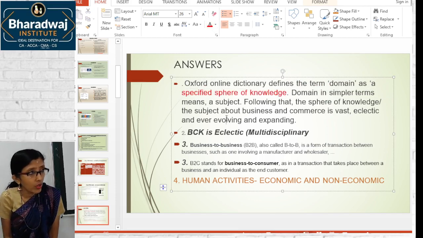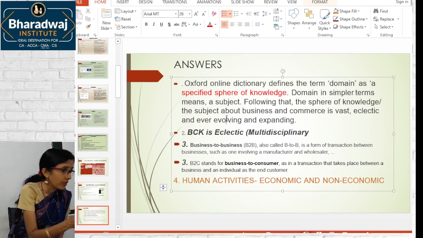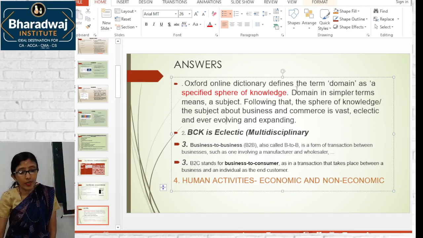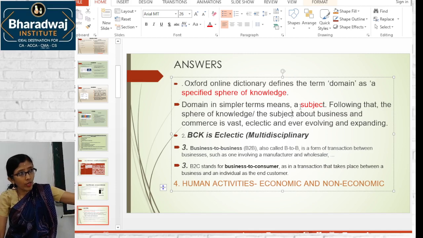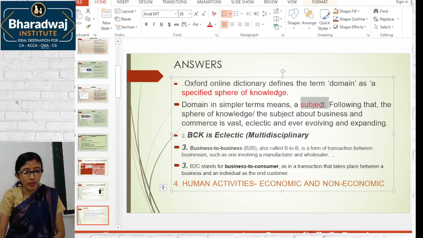Look at the answer: specified sphere of knowledge, according to Oxford Online Dictionary, because the reference is also given. So this question is expected. And in simpler terms, domain means just a subject. Please note, domain is just a subject. See whether they are asking domain meaning from Oxford Online Dictionary or in simpler terms. Kindly note the difference between the two.